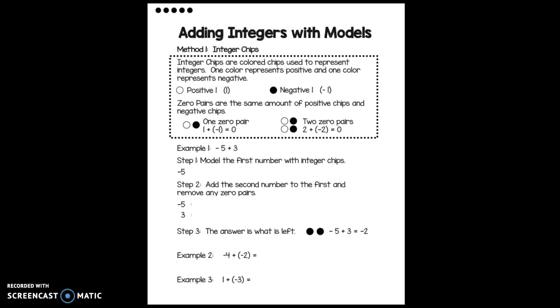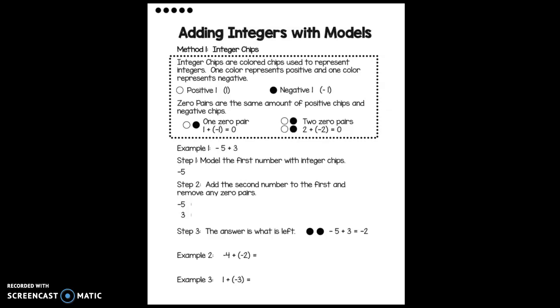In this assignment, a positive one will be represented by a white circle, and a negative one will be represented by a dark circle. Zero pairs are the same amount of positive chips and negative chips. In order to show a zero pair, you would need one white circle and one dark circle. The white circle representing positive 1 and the dark circle representing negative 1 will actually give you the answer of 0.